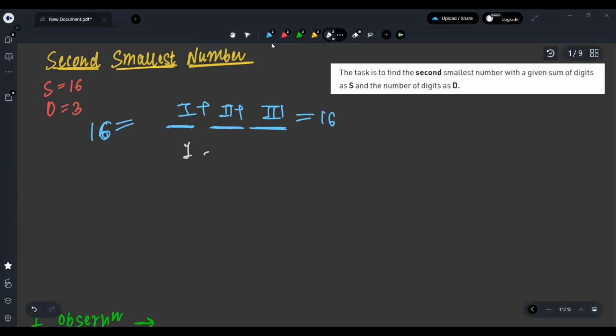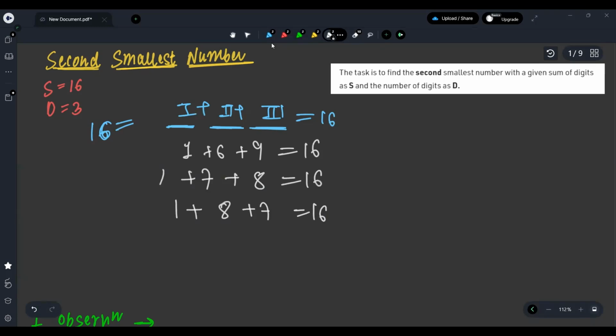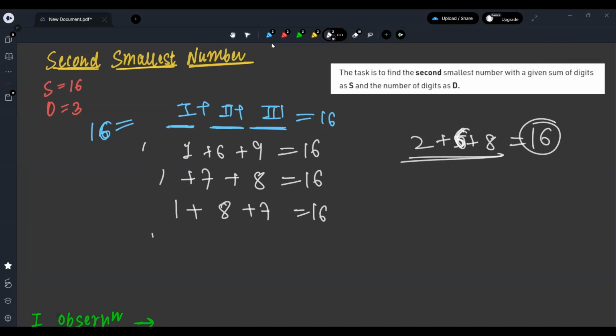We can add 1 plus 6 plus 9, which will give 16, or we can add 1 plus 7 plus 8, it can also give 16, or 1 plus 8 plus 7, it can also give 16. We have many possibilities, like 2 plus 5 plus 8, it can also give 16. No, it should be 6 also. So many possibilities are available, but we have to find the second smallest number out of them.